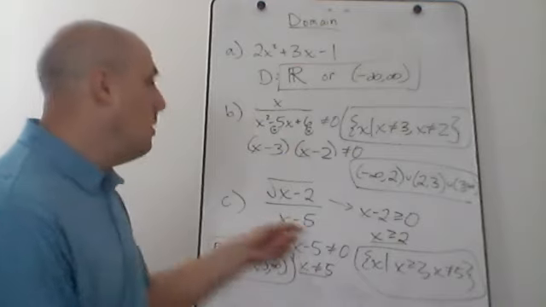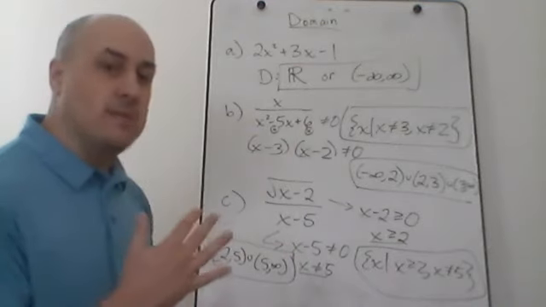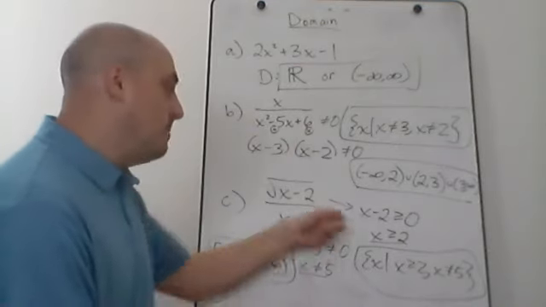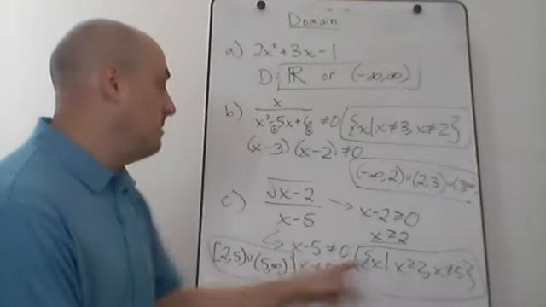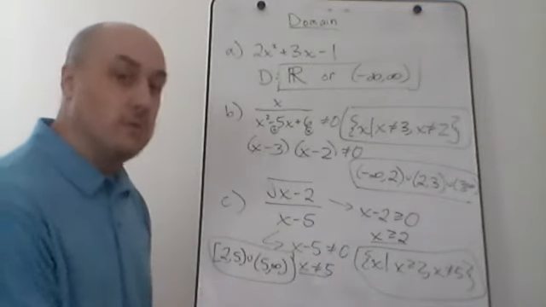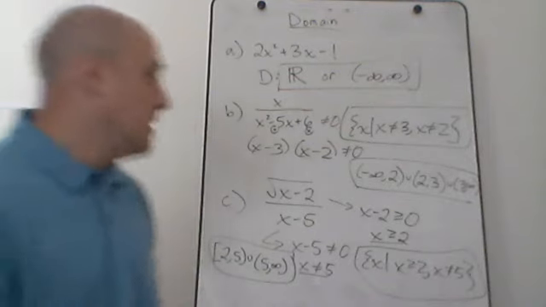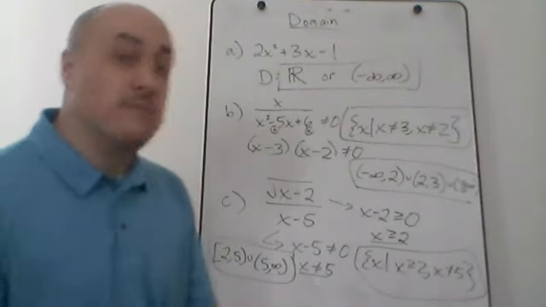Right? If you remember what you're doing here and you're looking for numbers that make this not work, then it becomes easier to remember which one is greater than or equal to and which one is just not equal to. All right, so those are a few examples of working with the domain of an algebraic expression.